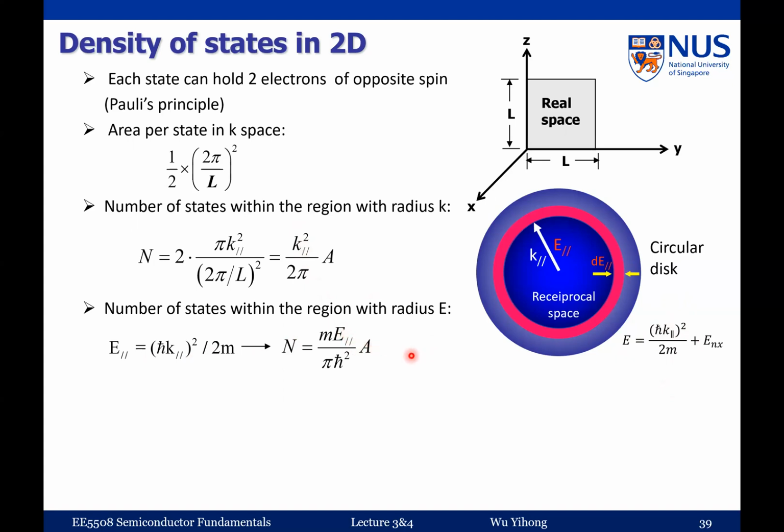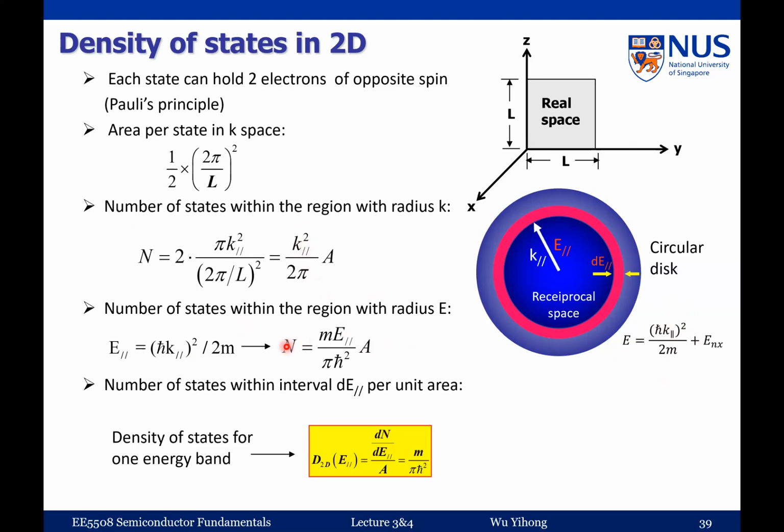So we differentiate this one from both sides with respect to energy, and then differentiate this one from both sides with respect to energy, and then bring this one over, and then we get the density of states for a single energy band. Remember, for the 2D case, we have multiple energy bands, right? For a single energy band, this dn is the number of electrons per unit area in real space, and then per energy interval in energy space. So this basically is the density of states in K space for a 2D system.